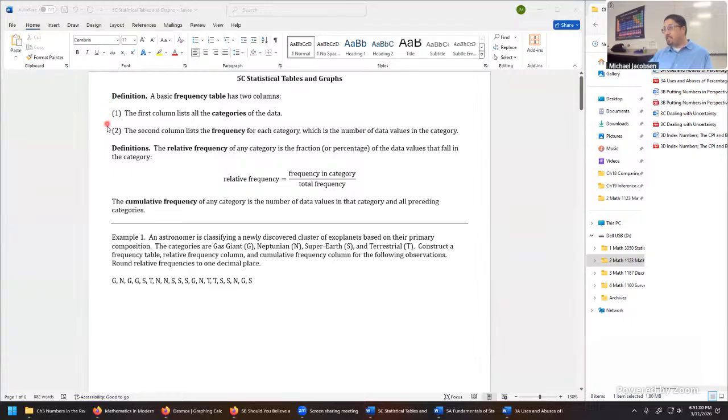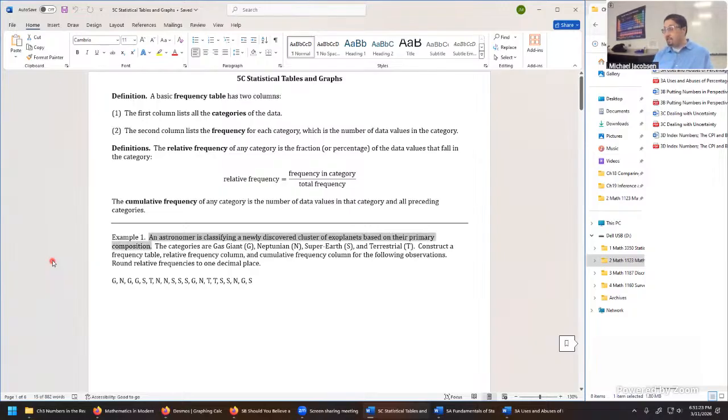So that's the whole set of definitions. And again, definitions like these are kind of hard to put together until we immediately consider them in the view of an example. So this will be our first example to create a table. And here's the context on example 1. We're told an astronomer is classifying a newly discovered cluster of exoplanets based on their primary composition.